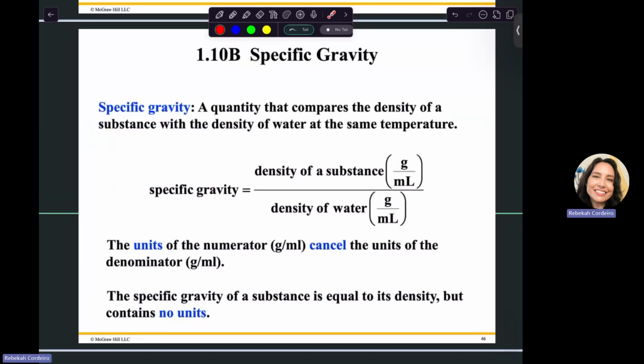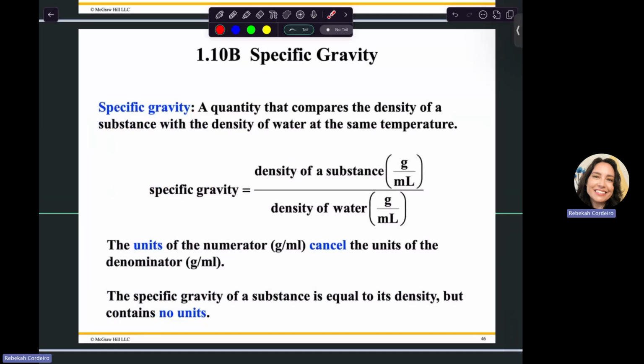Because water is such an important substance on our planet, specific gravity is actually kind of helpful in some circumstances to just say, oh, this thing would sink in water or it would float in water. And so we can use specific gravity to give us a quick little measurement of a real world use of something compared to water at that same temperature.